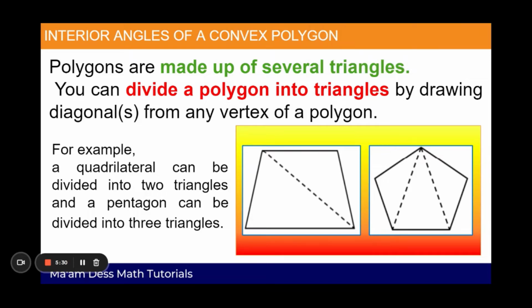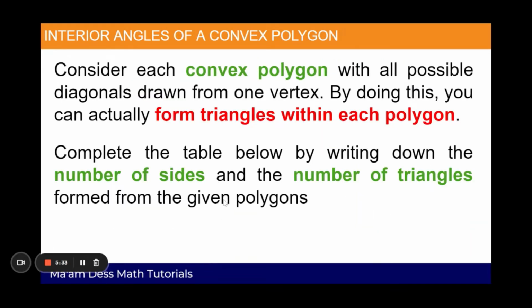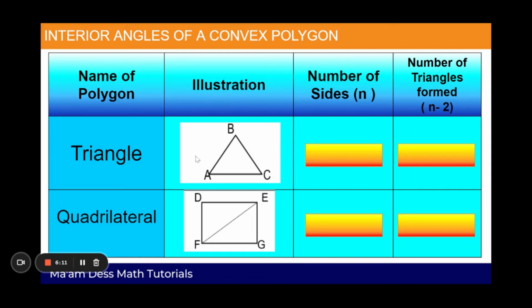Okay, next. Consider each convex polygon with all possible diagonals drawn from one vertex. By doing this, you can actually form triangles within each polygon. So complete the table below by writing down the number of sides and the number of triangles formed from the given polygons. You can pause the video and then answer the given activity.